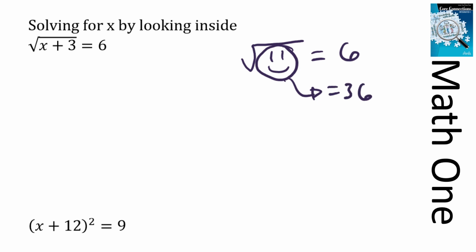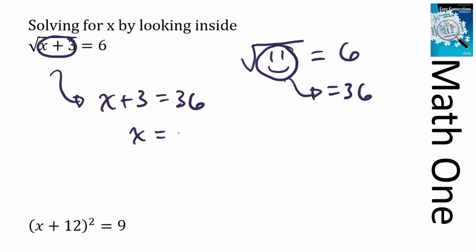So what I can do is I can say, look, this thing inside has to be 36, so let me just set it equal to 36. And in this case, it's pretty straightforward, right? If I do that, I subtract 3 from both sides, I get that the x has to be 33. So that thing inside, x is 33, and when you add 3 more, you get 36, and the square root of that is 6. So looking inside.